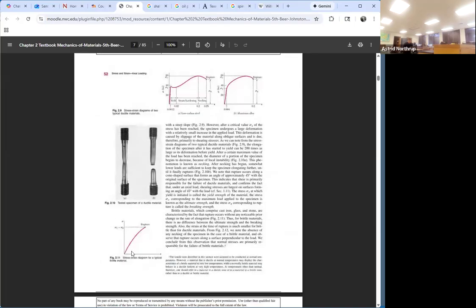You can also tell this is a very brittle material. This doesn't do anything, right? I mean, it doesn't yield at all. It's just like you pull on it and it breaks and that's it. So that is the difference.